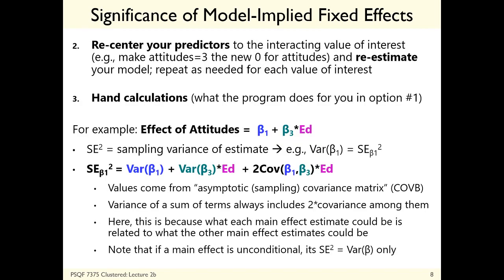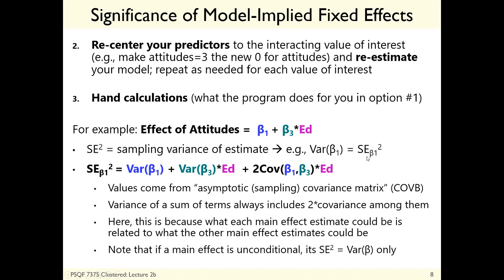Otherwise, if you don't know how to do those things, you do what I was taught in graduate school, or undergrad actually: recenter your predictors. If you change what 0 is and rerun the model, the main effects are now different. The only problem is that how many times do you want to rerun the same model and take one number out of it each time? That's annoying and unnecessary. And number 3 is hand calculations, but I am never going to make you do anything like that.